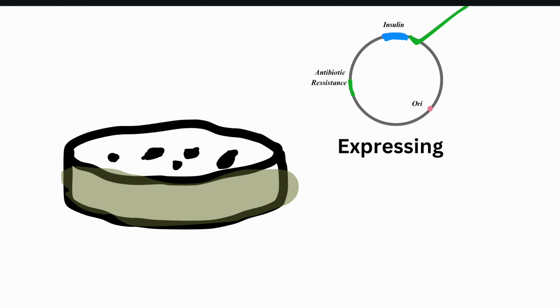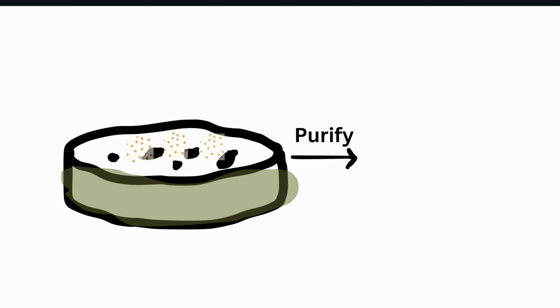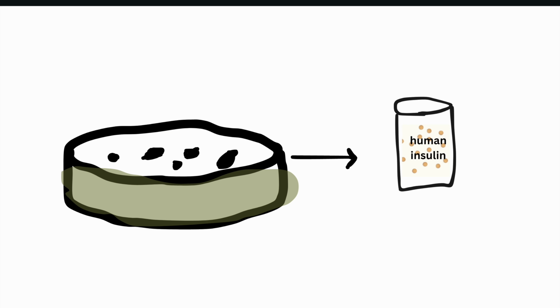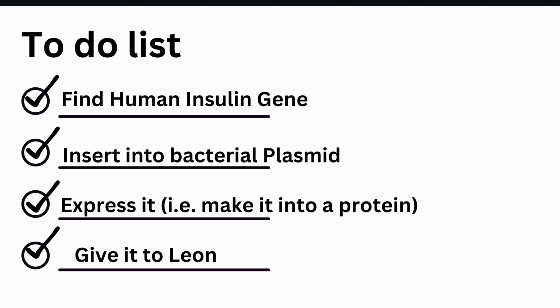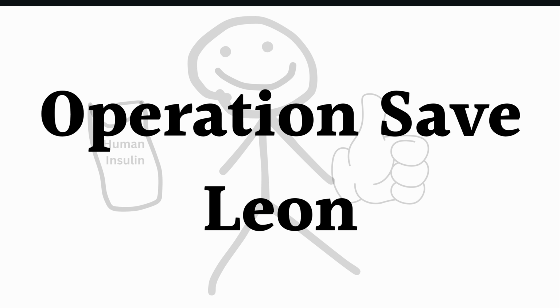So now all we need to do is to purify some of the insulin that's in our culture and then put it in a bottle to give to Leon. So it seems like we've gotten the results that we were looking for. And Operation Save Leon has been a success.